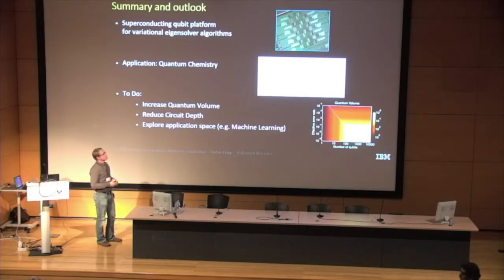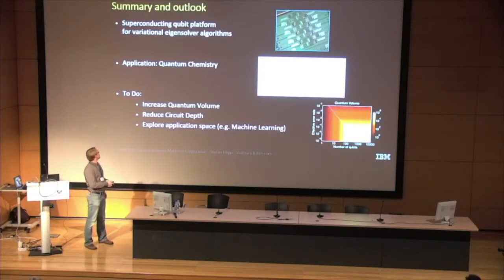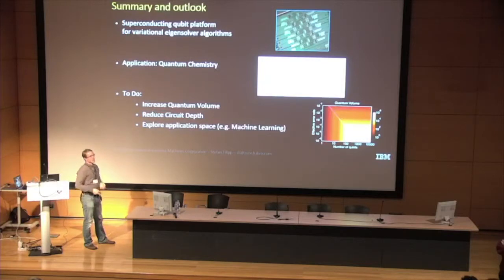I've introduced to you the superconducting qubit platform. I've shown that we can use this already now for applications in quantum chemistry. And there is a to-do list: increasing the quantum volume on the hardware side, reducing circuit depth by clever circuit design in software, and exploring also application space, basically why we are here now, finding good applications that we can use this platform for. And with this, I want to thank you for your attention.